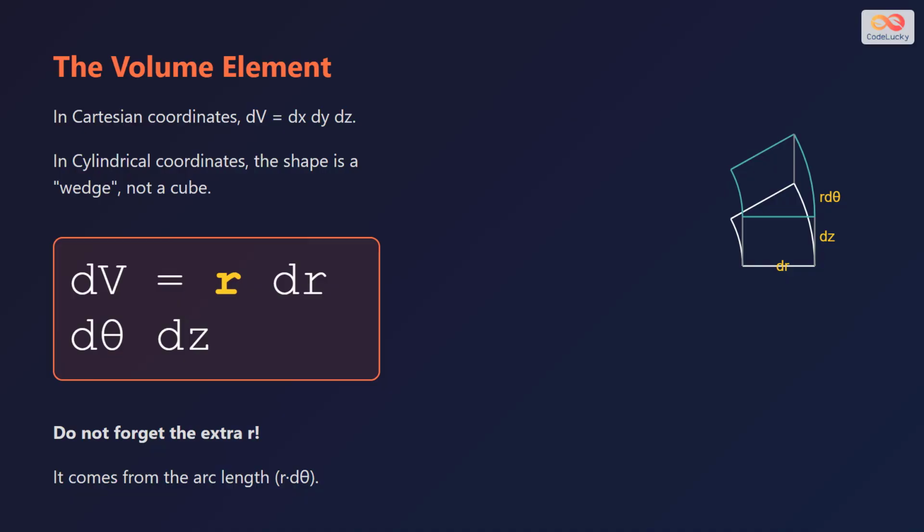This is the most important concept in this video. In Cartesian coordinates, the volume element dv is simply dx, dy, dz. However, in cylindrical coordinates, because we are dealing with a curved wedge shape, the volume element is r, dr, d theta, dz. You must never forget that extra factor of r. It accounts for the fact that the arc length increases as you move further from the origin.